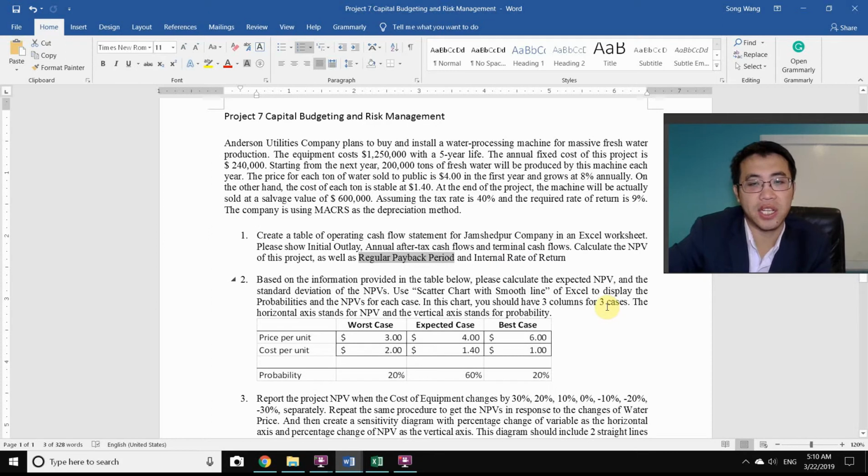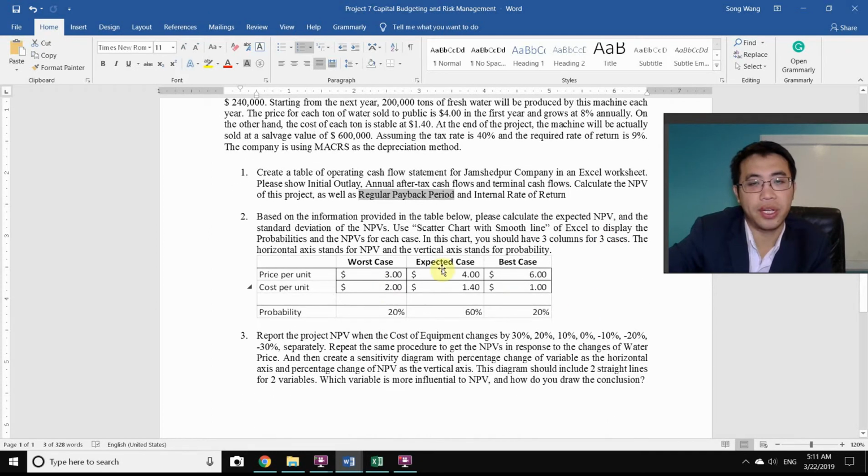You then need to conduct a scenario analysis. So you have 3 different scenarios. The expected case is a scenario listed above. You also have the best case where you have a highest price and lowest cost. And you also have the worst case where you have a lowest price and highest cost. All right, and they each come with certain probabilities. Your job here is to calculate the expected return from the 3 NPVs and also get the standard deviation based on the 3 NPVs. And then you're going to create a chart for it.